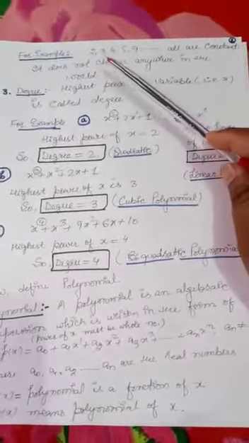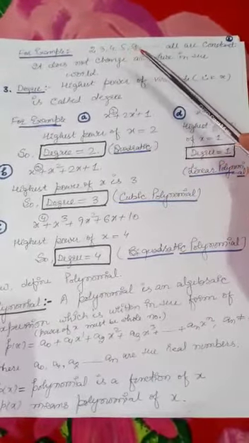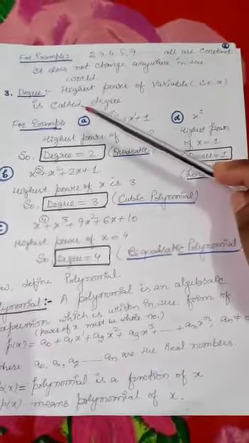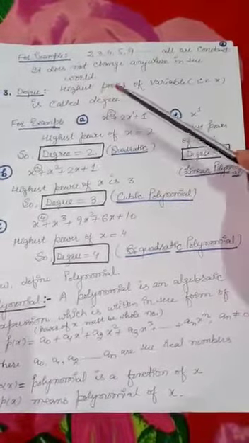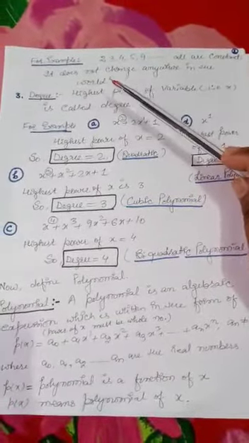2 is a constant, 3 is a constant, 4 is a constant, 5 is a constant, 9 is a constant. All are constants. It does not change anywhere in the world. 2 is 2 anywhere in the world.